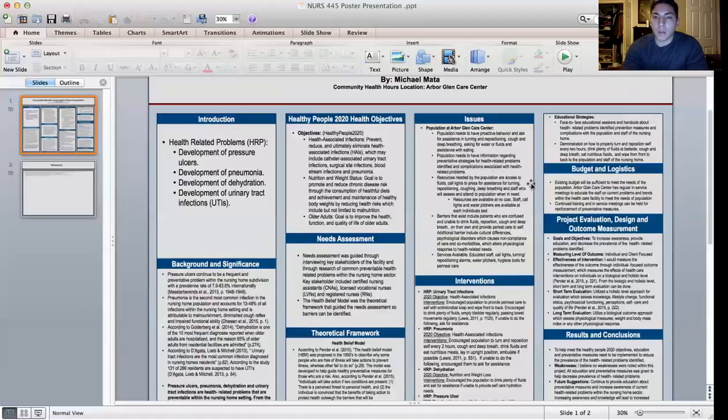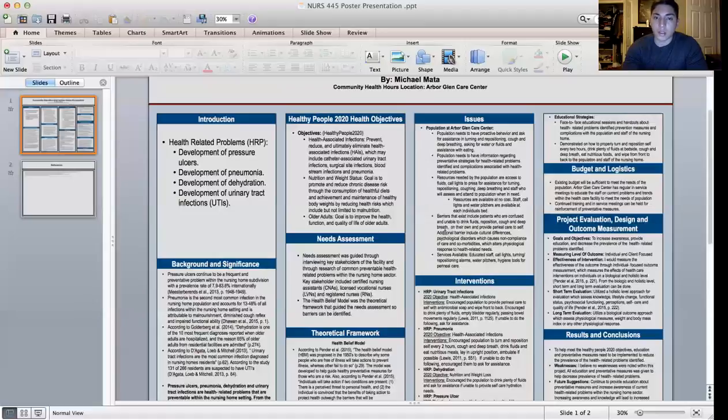Resources needed by the population are going to be access to fluids, call lights for turning and repositioning, cough and deep breathing, and staff who will assess and attend to the population when they are in need. The resources are currently available at no cost. They have staff, call lights, water pitchers, and everything they need in order to meet the needs of the population.